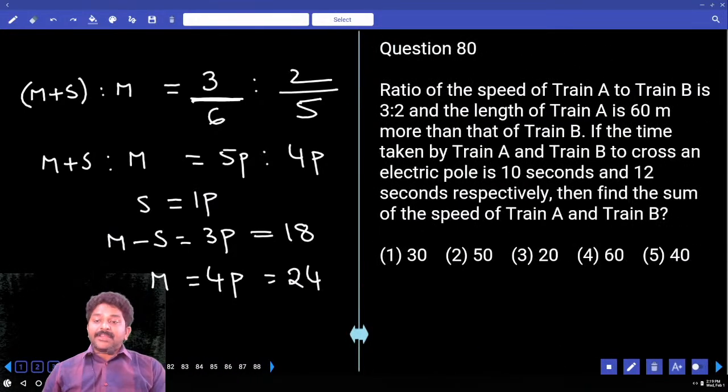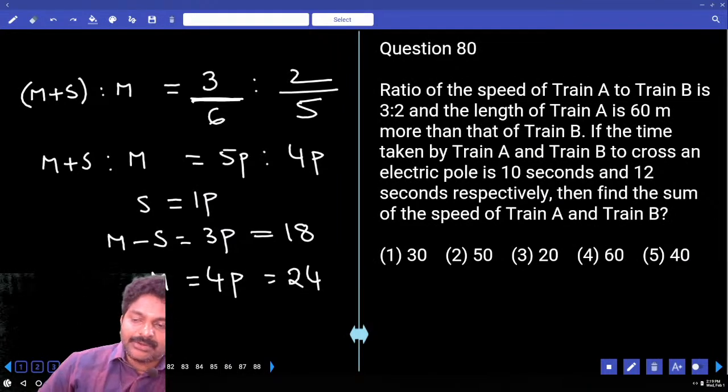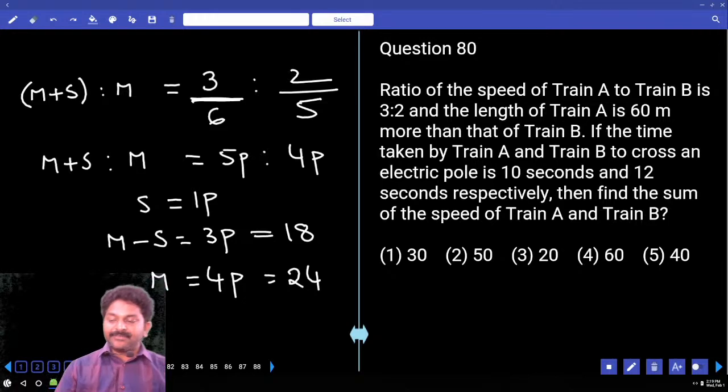The speed ratio of train A to train B is 3:2, and the length of train A is 60 meters more than the length of train B. If the time taken by train A and train B to cross an electric pole is 10 seconds and 12 seconds respectively, then find the sum of speeds of train A and train B.